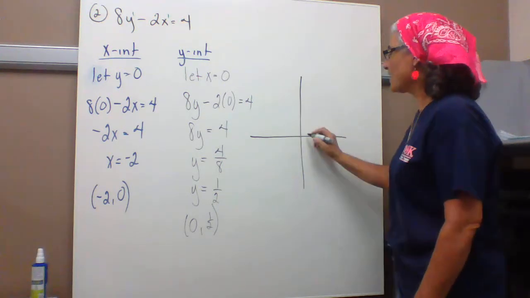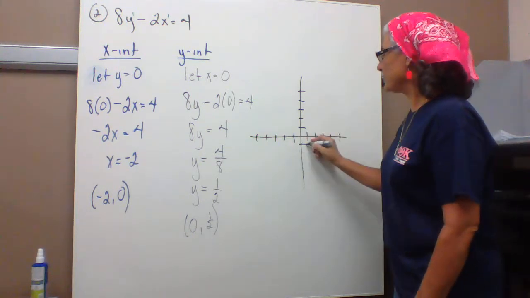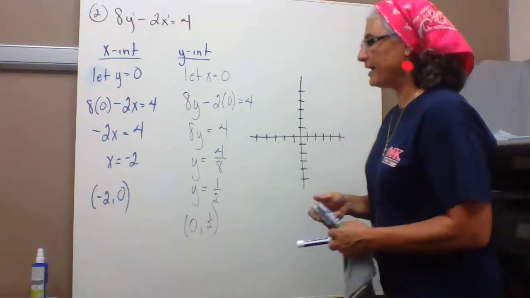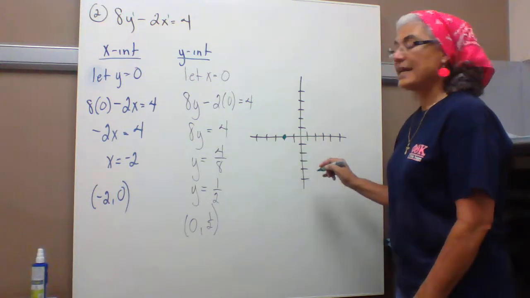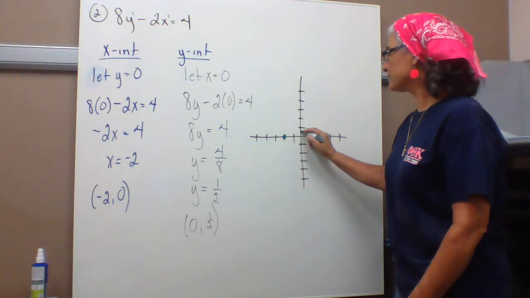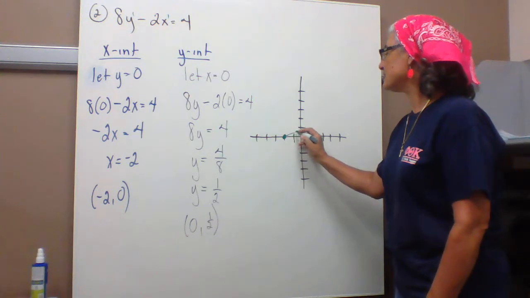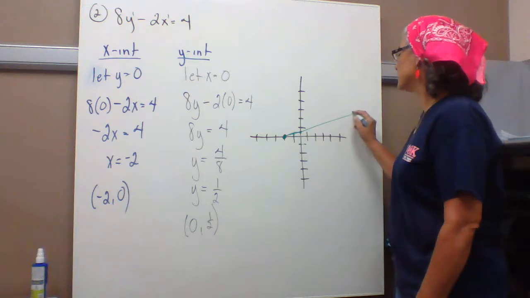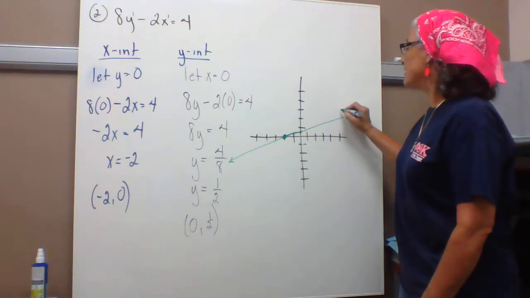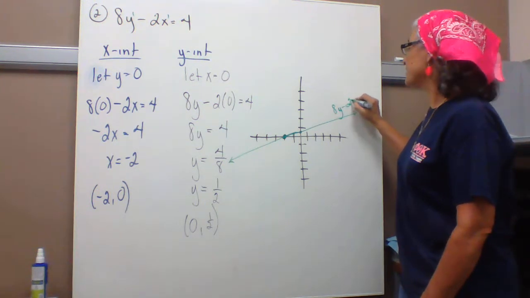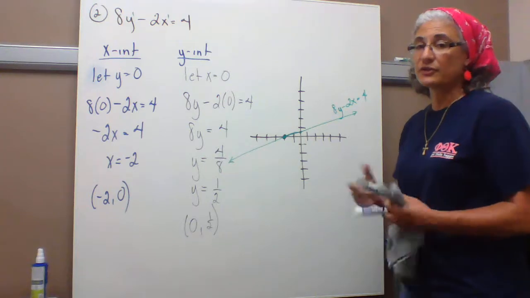So, again, let's get our coordinate system up here. And we have 2 points to plot. We have negative 2, 0. And then we have 0, 1/2. Gratefully, the fraction was 1/2. That makes it very easy to plot. When we connect these 2 points, assuming that I can draw a reasonable line, okay, we get a line, which is exactly what we're supposed to get, and this line is 8y minus 2x equals 4. How you doing? So far, so good?